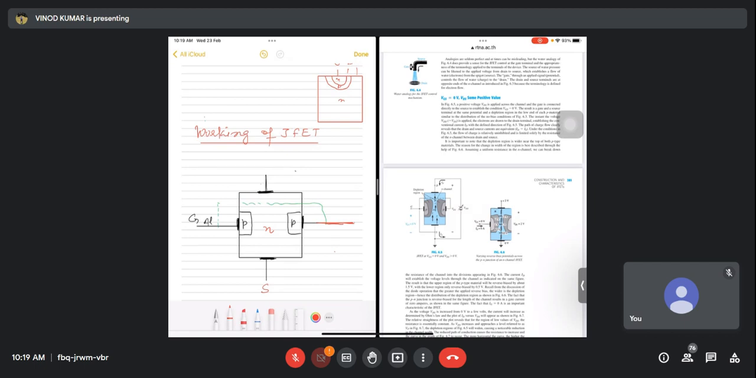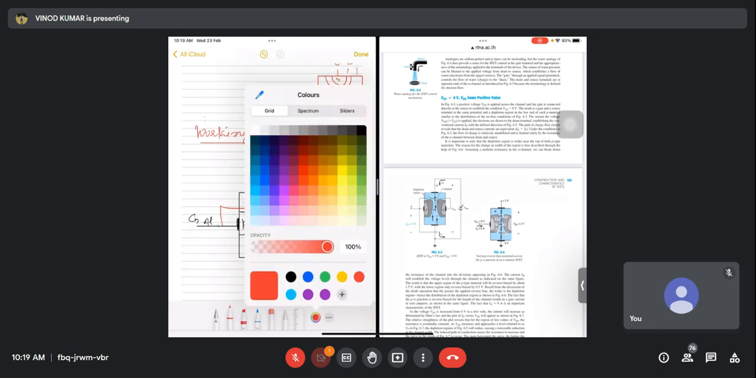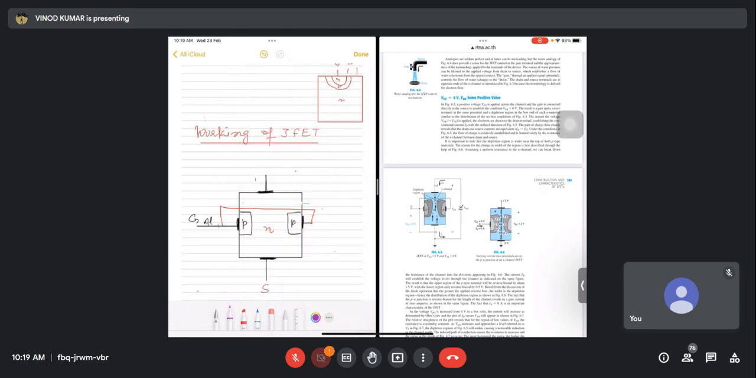Okay. Now what we do is we know this is gate. We short it. We shorted the gate. Right. This is drain. This is drain with us. We apply some potential here. Okay, that is VDD.